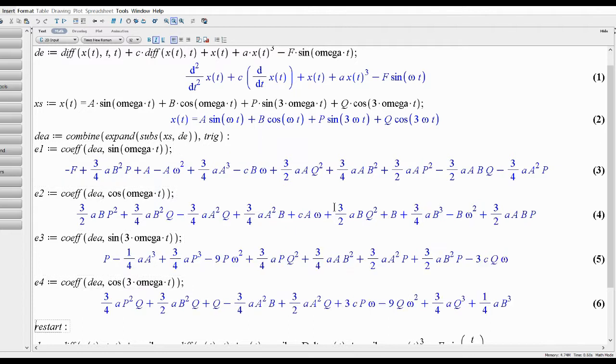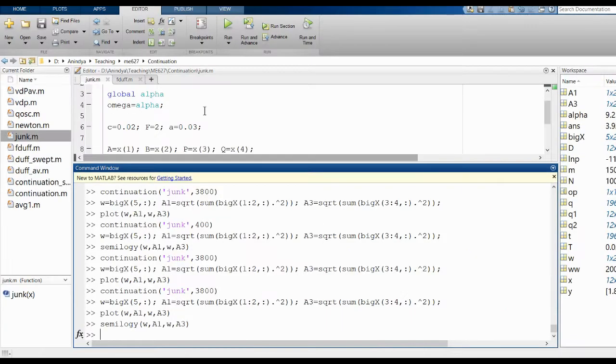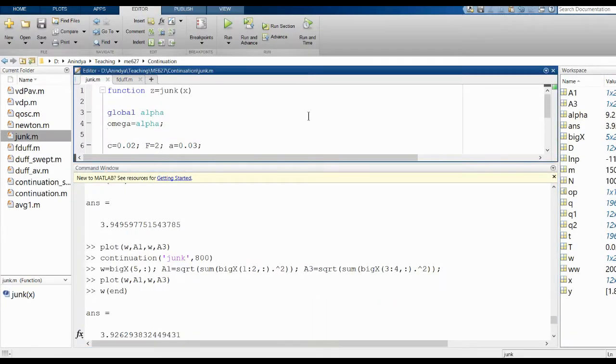Now I have been doing this in MATLAB over here. So this is my file. You are familiar with this idea now. Omega is my continuation parameter. But what I have done here is I have used a very small value of damping and a very small value of nonlinearity, but not a small value of forcing.